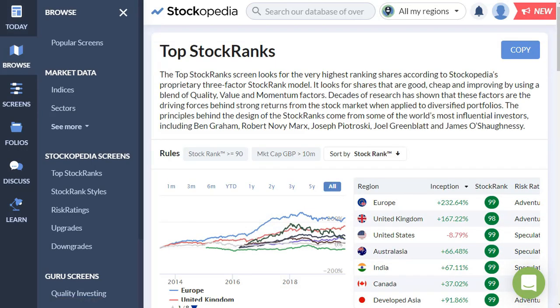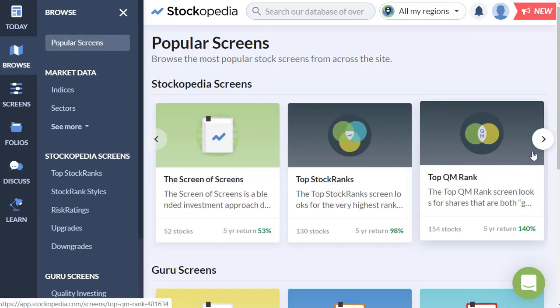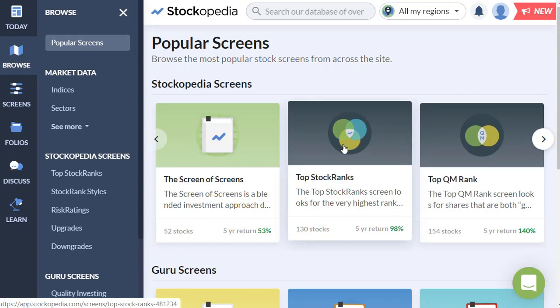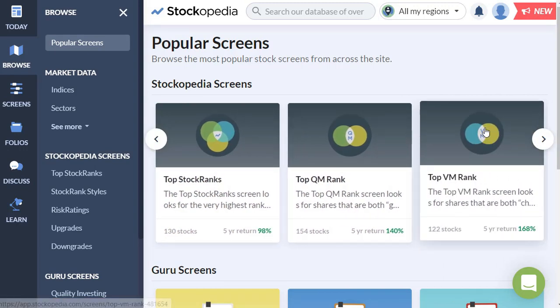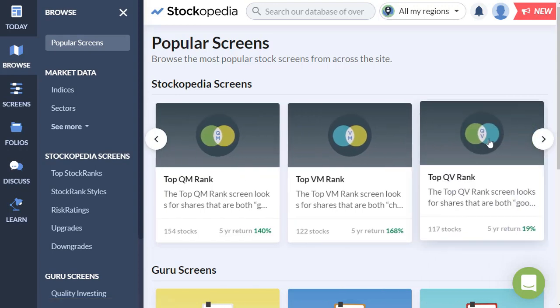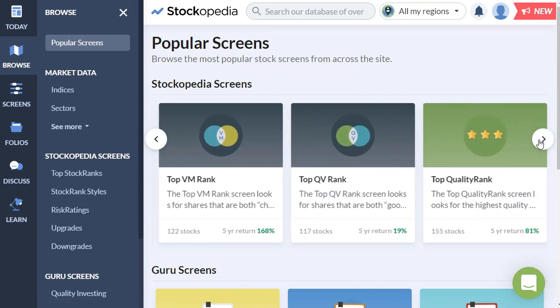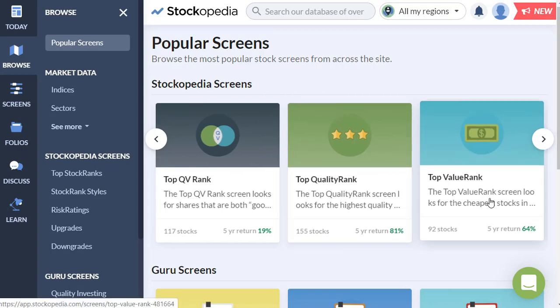But let me just go one back here. You can see there is also a screen for top quality and momentum, meaning that if you don't really want to focus on value, this is a screen that only finds high quality and high momentum rank. This one was all three of them, as you can see. This is only quality and momentum. This is value and momentum. This is quality and value. So they have all the combinations here.